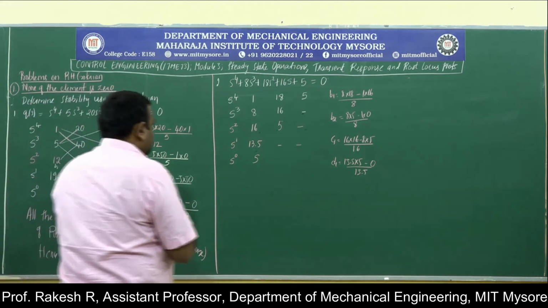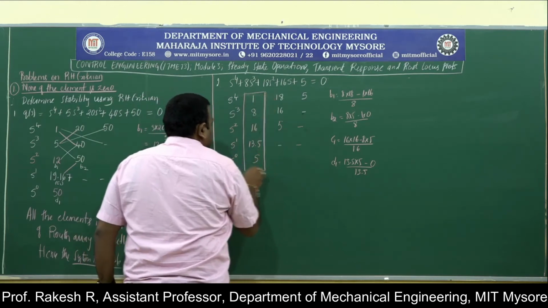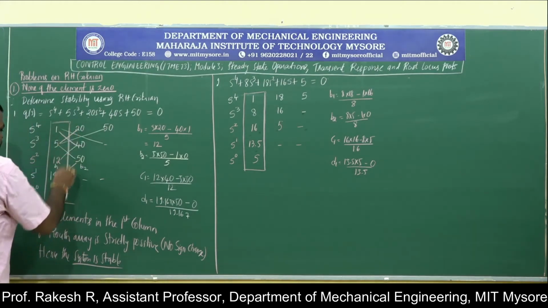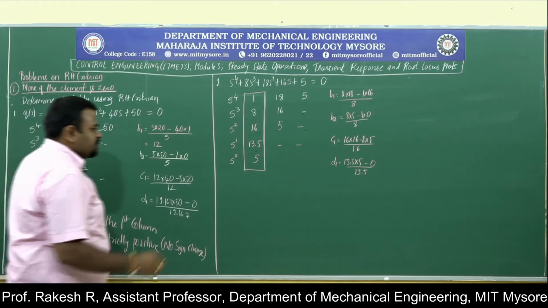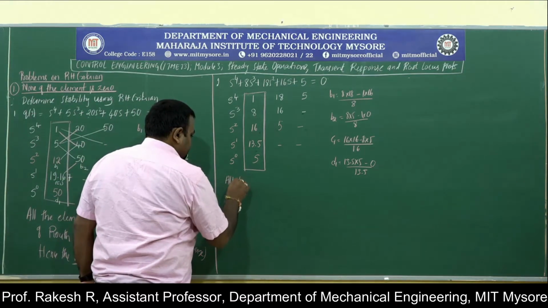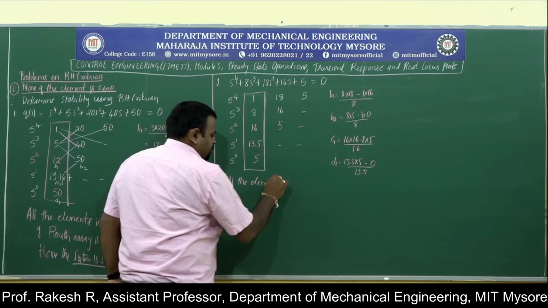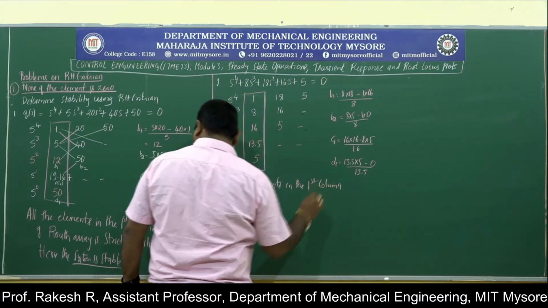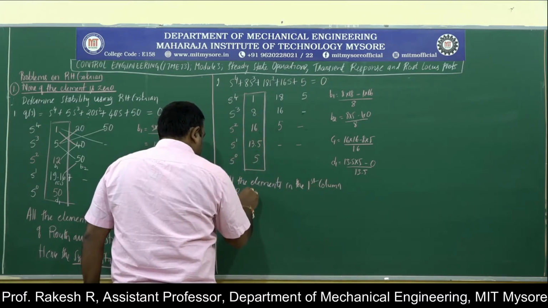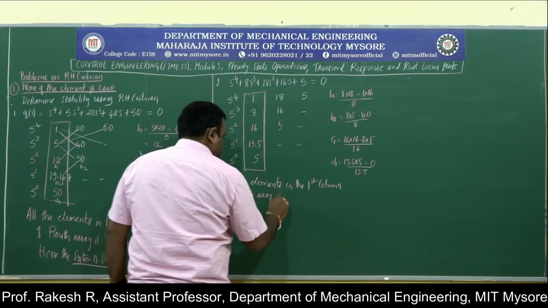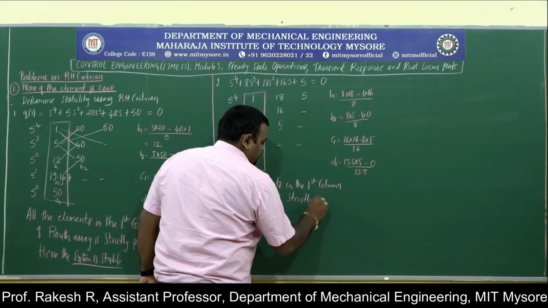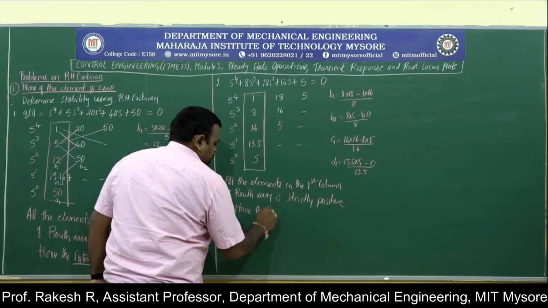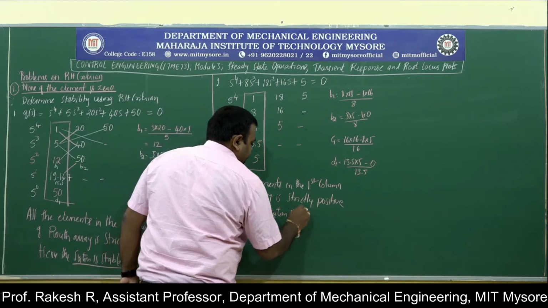Again you observe the first column. All the elements in the first column are strictly positive. Here also all the elements in the first column are strictly positive. Write the same comments. All the elements in the first column of the Routh array are strictly positive, hence the system is stable.